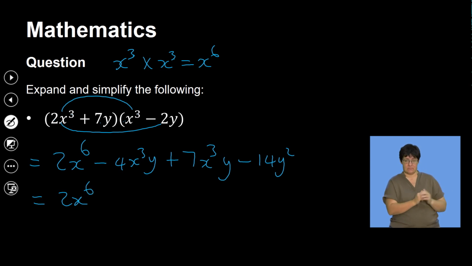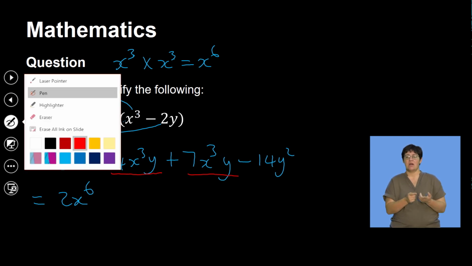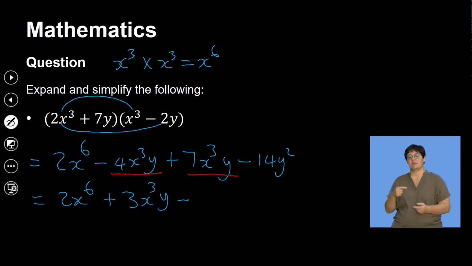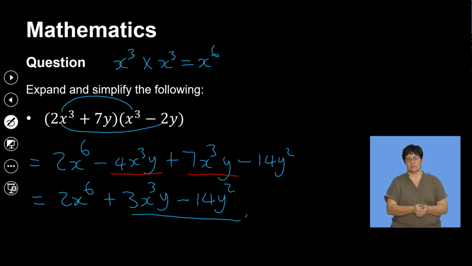I can't do anything to that, but you can clearly see that the minus 4x cubed y and the 7x cubed y are like terms. So you then need to simplify them, right? When the signs are not the same, you subtract and then take the sign of the bigger number. So this becomes plus 3x cubed y. Then lastly, it does not have a like term, it just remains 14y squared. And that becomes my final answer for this.